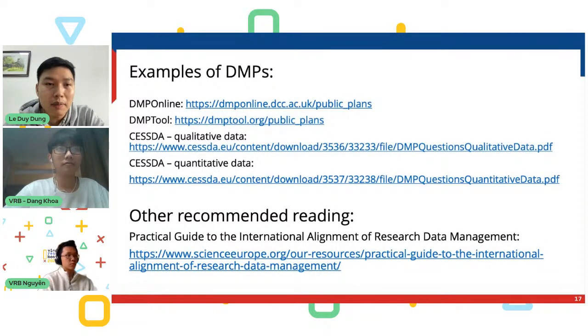Okay, so about some of the tools that people can use to write your DMPs, they are listed on the slide. I would leave this as homework for everyone to read at home. Basically, they provide some templates that everyone could follow. And I'm not sure, but most of the time funding agencies will also have their own template if they require you to include the DMP in your research proposal.